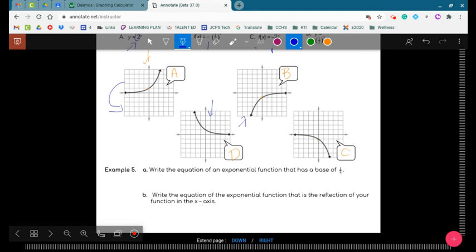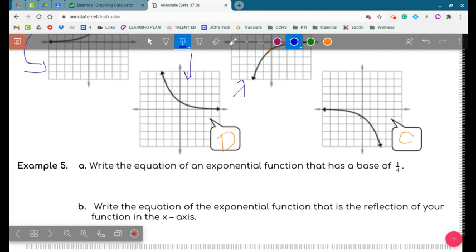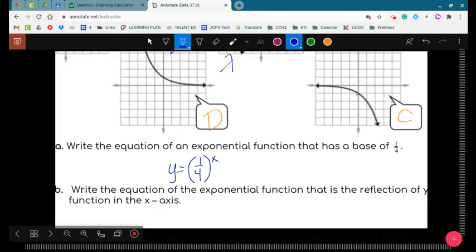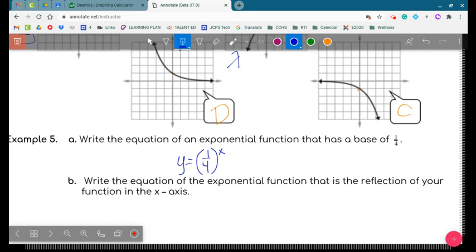Okay, let me know if you guys have any questions over that. Write an equation with an exponential function that has a base of 1/4. So all it has to have is a 1/4 base. Write an equation that is a reflection of your function over the x-axis. So remember, to be a reflection, you just have to add a negative in the front.